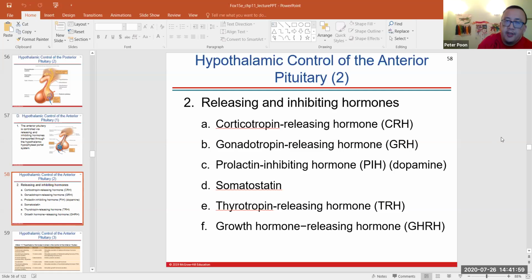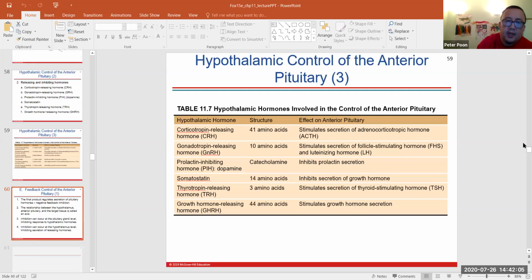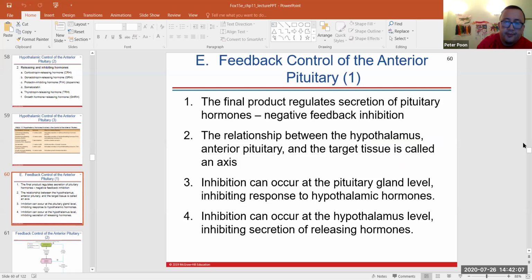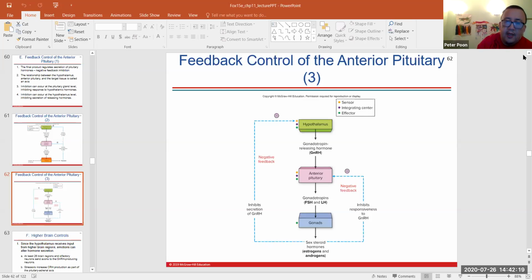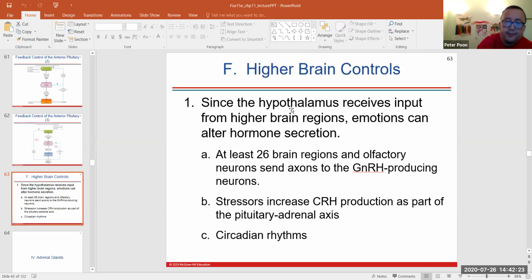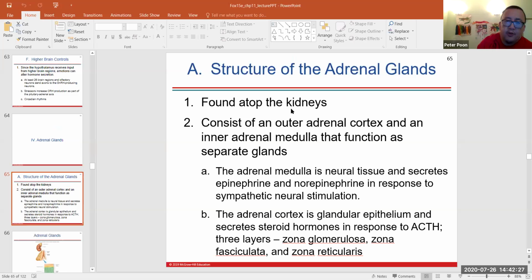So here are the releasing and inhibiting hormones of the anterior pituitary. These things work on a negative feedback mechanism. So you can look at all this. High brain controls.